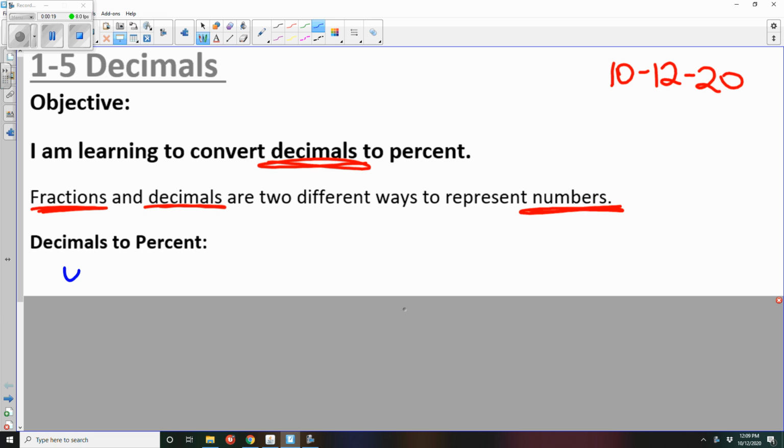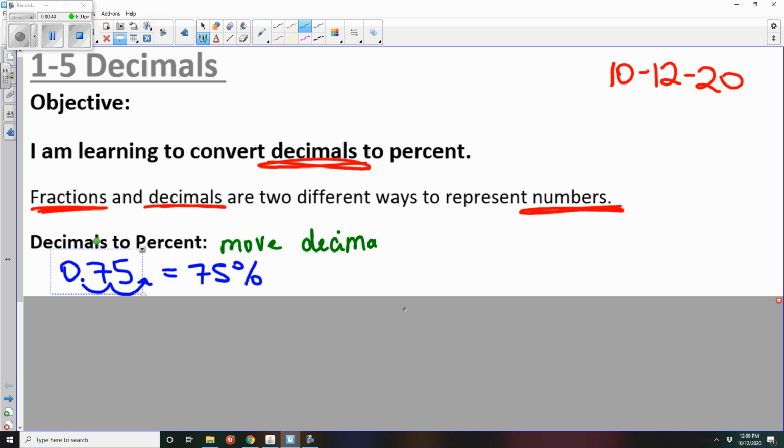We got our 0.75. And to go from a decimal to a percent, we're going to move the decimal 2 places to the right. So what would that be as a percent? You got 75%. So up here, decimals to percents, we move the decimal 2 places to the right.